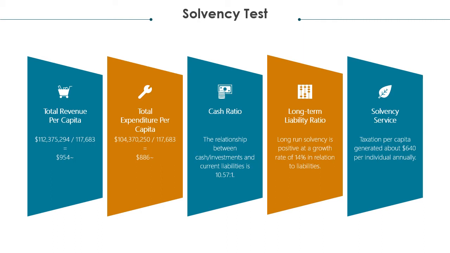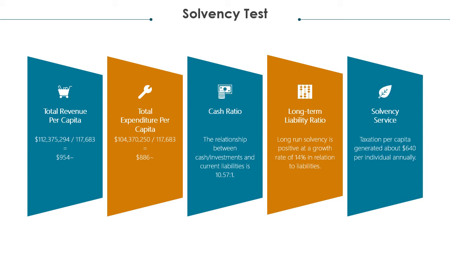Another solvency indicator for measuring the fiscal health of municipalities in the article we read was the solvency test, which took a look at a bunch of different things, but I chose to focus on these five, starting with the total revenue per capita and the total expenditure per capita, which were both positive signs. As it shows here, the total revenues per individual were higher by almost $100 above the expenditures per capita.